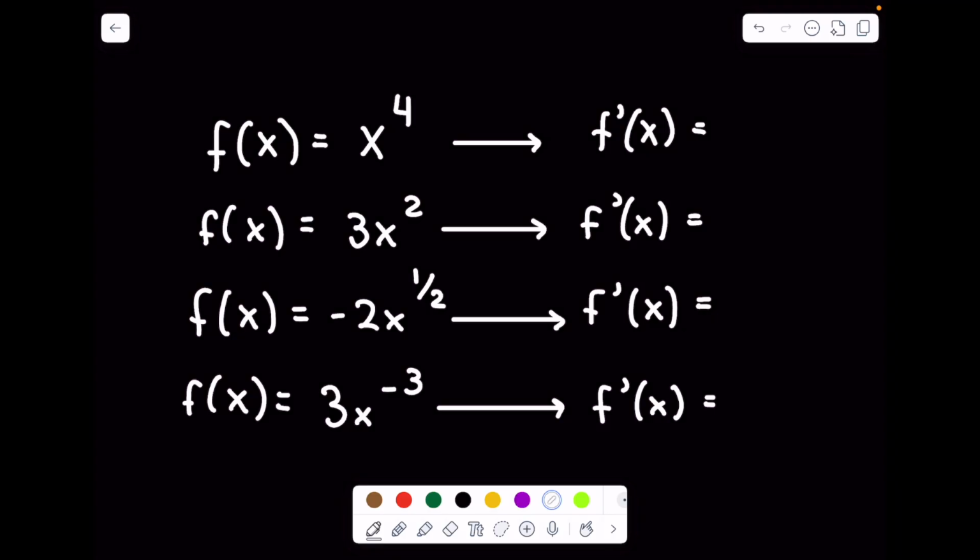I've put up some practice problems here. Try to find the first derivative of the functions on the left here to make sure you understand the power rule. And I'll put up the answers in a minute. Feel free to pause the video as you work through them.